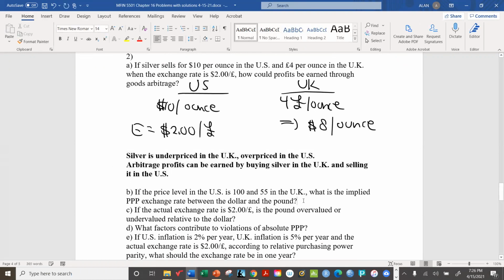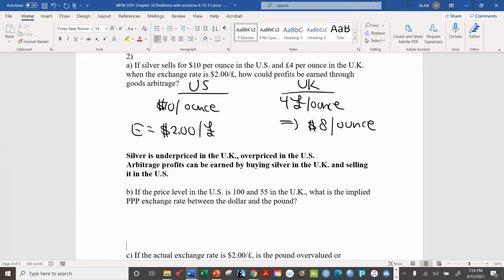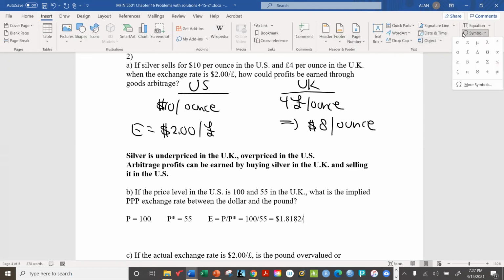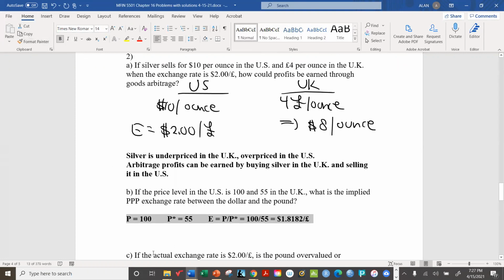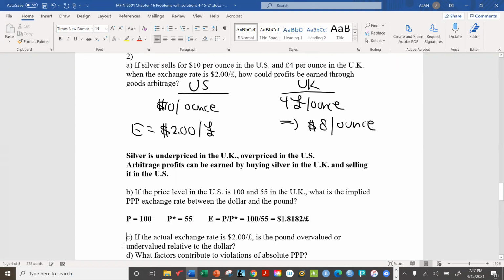The price level in the US is 100. It's 55 in the UK, all right? So P is 100, P star is 55. Now remember, the PPP exchange rate is E equals P over P star, which is 100 over 55, which implies $1.8182 per pound. And that one's done. So if PPP was real, you'd expect the exchange rate to be $1.8182.